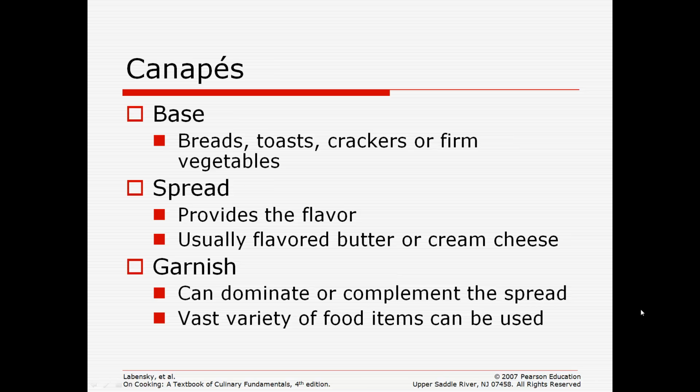There is the base, which is the bread or toast, cracker, or vegetable that the rest of the food is built on. There is a spread that usually goes on top of the base, and this provides flavor. It's usually a flavored butter or cream cheese type of mixture. And then there is your garnish, and this can dominate or complement the spread. And there's a vast variety of food items that can be used for this.